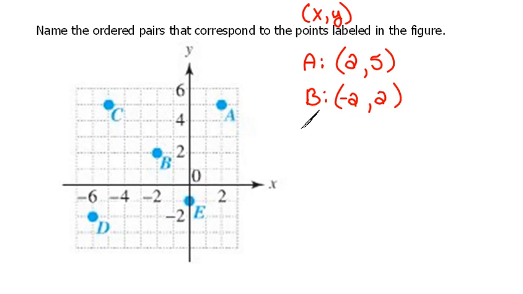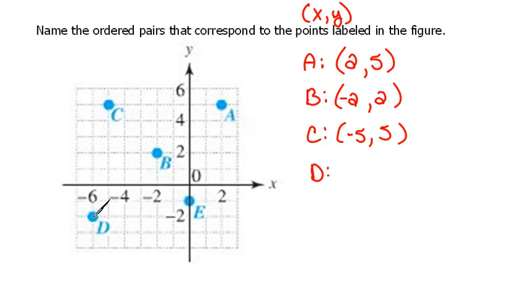Okay, let's try another one. C is this point right here. So to get there from the origin, remember we do x first and then y. So that's going in the negative direction 5 units. So that'd be negative 5. And then we would have to go up, or in the positive direction, 5 units. Getting the hang of it, I hope.